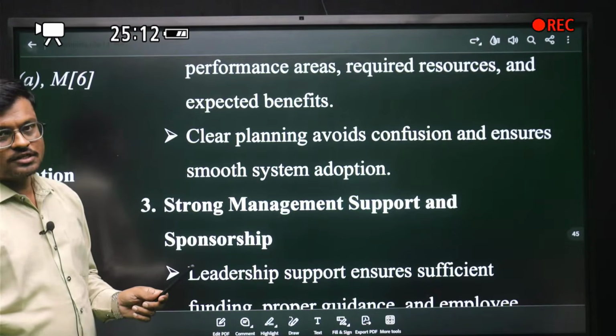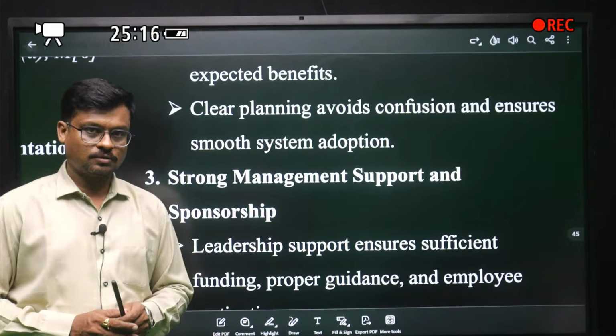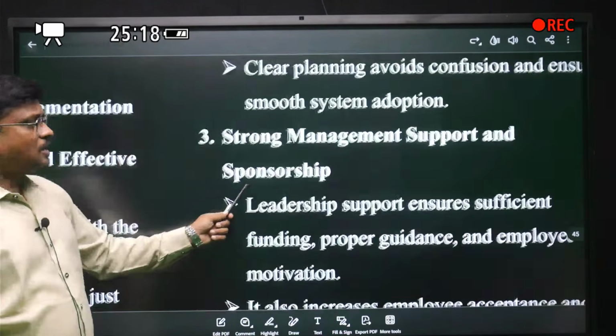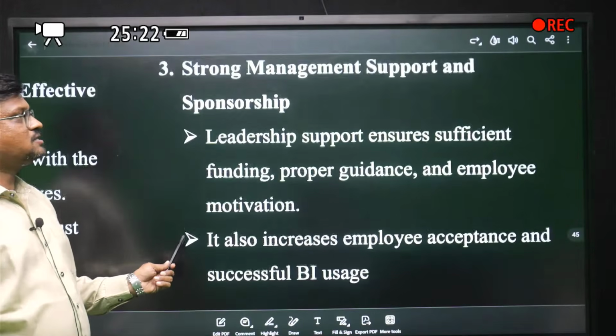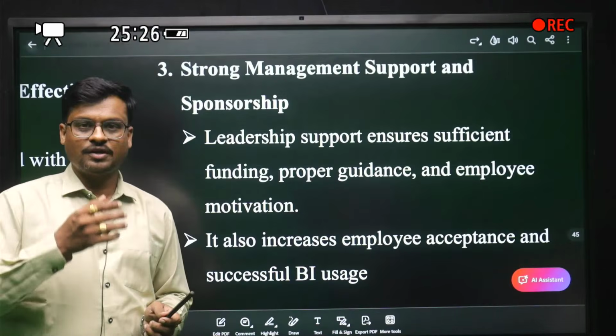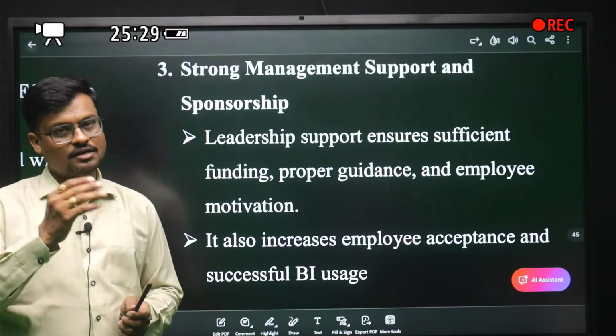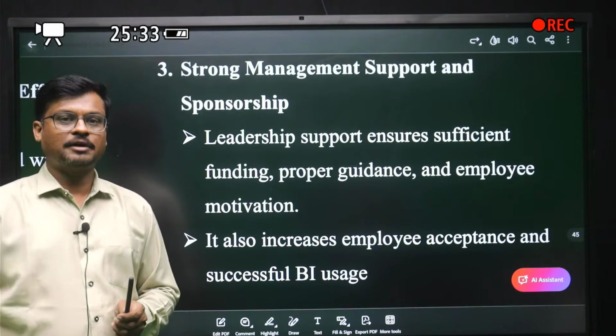Clear planning avoids the confusion and always ensures smooth system adoption. Okay. Next, strong management support and sponsorship. See, implementing business intelligence is not a simple thing, where a lot of hardware, software, and trained professionals are included, and it is a costly thing, right? Where much money is involved.